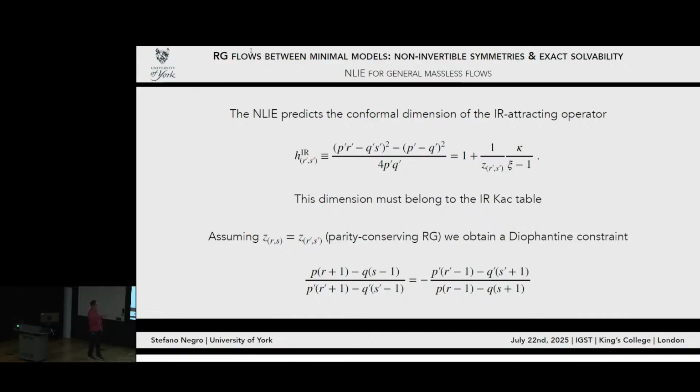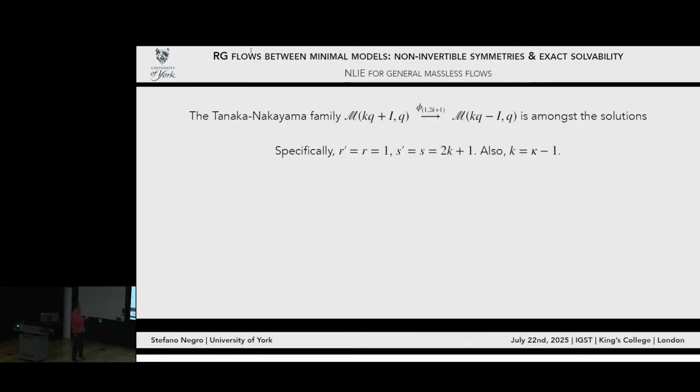If I assume that Z is conserved along the line, this is the equation that I find. If I don't, it's slightly more complicated. But these constrain the possible pairs of UV and IR CFT that I can have. And what I find is that the Tanaka-Nakayama family is contained in that.